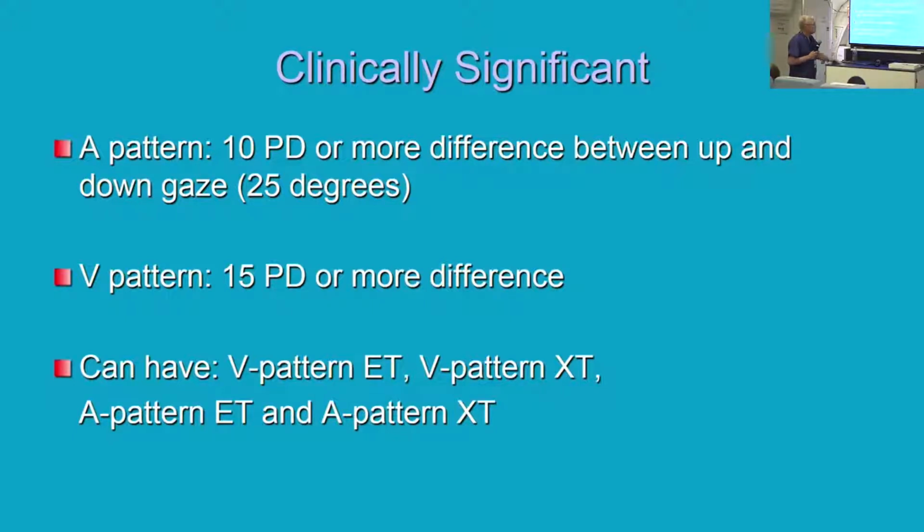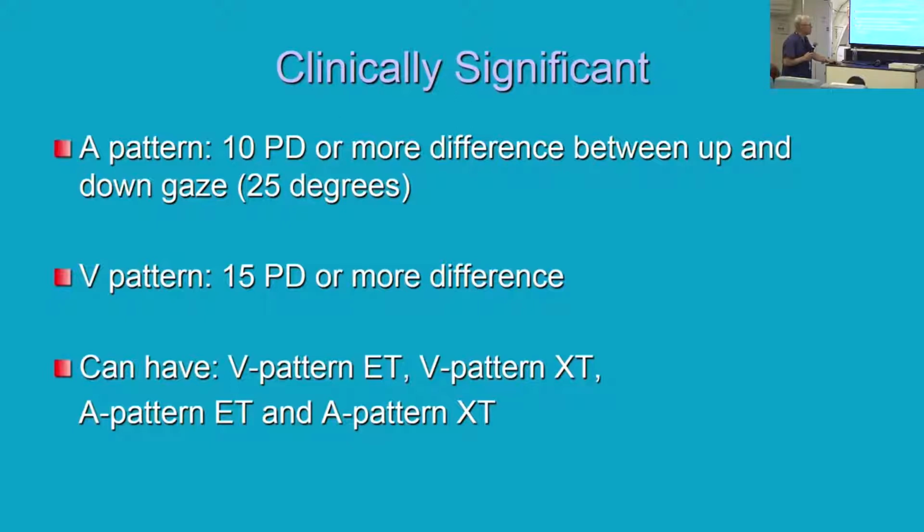So that's at least 10. A V pattern is usually considered more of an issue if it's greater than 15 prism diopters of difference between upgaze and downgaze, and then they usually need to be addressed if you have that. You can certainly have V pattern esotropia, V pattern exotropia, A pattern esotropia, and A pattern exotropia. All four types can occur.